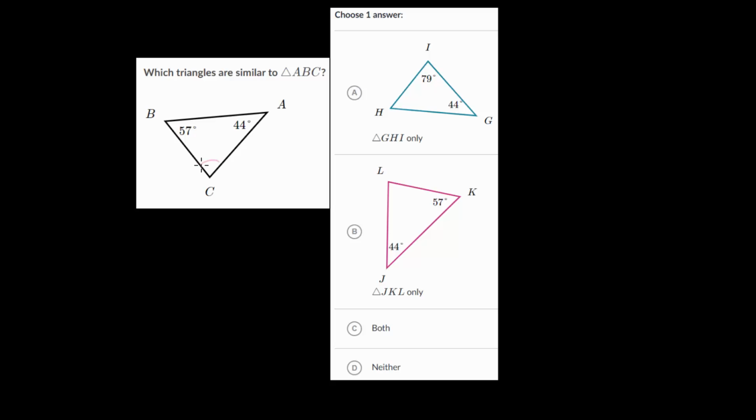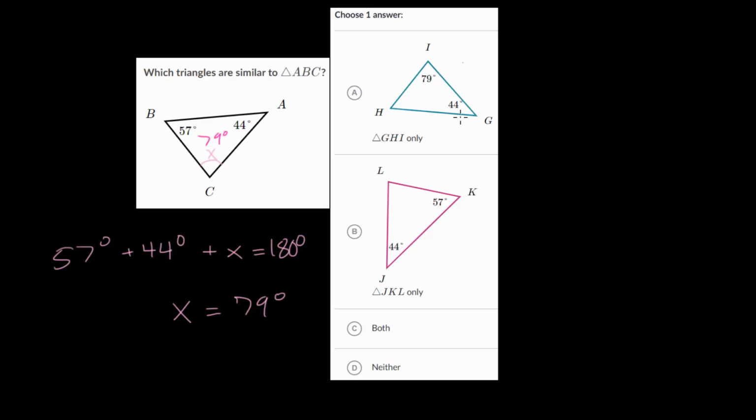And let's solve for this missing angle. We can call it some variable. Let's just call it x. And we know that the angles in a triangle add up to 180 degrees. So let's subtract 57 and subtract 44 from each side. And we would find that x is 79 degrees. So we have this triangle that has a 44, 57, and 79 degree angle.